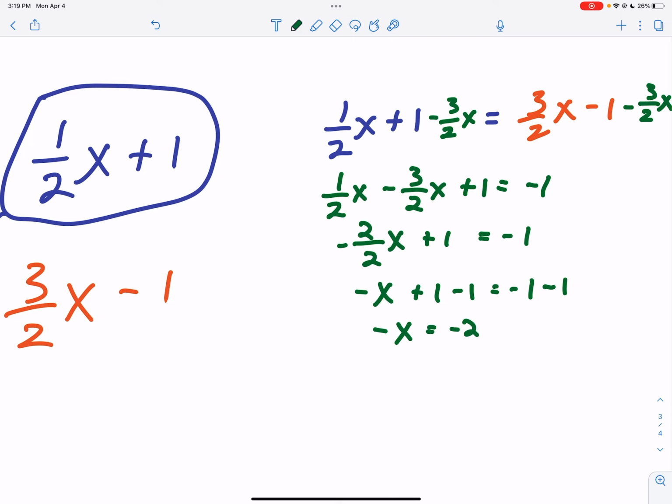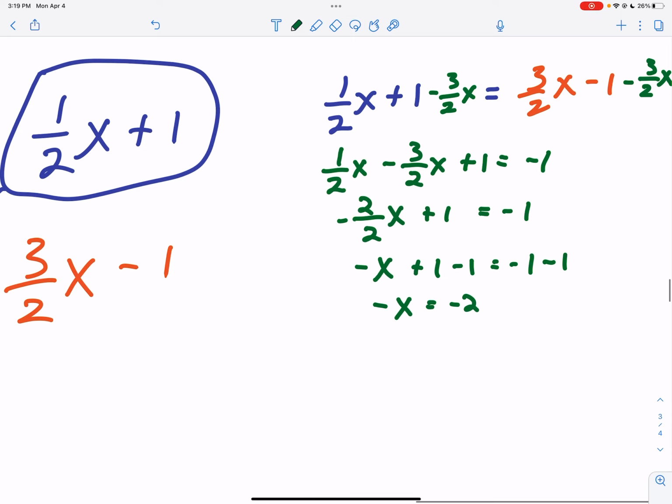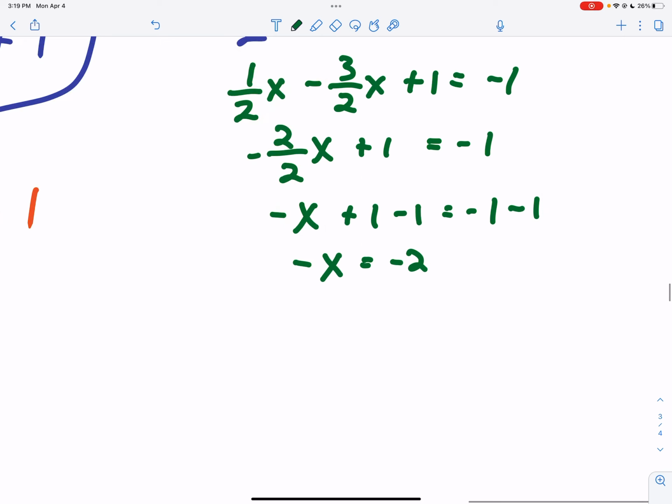And you might think to yourself, oh, I'm done. I just have x by itself. No, you don't. You have a negative on that. So if you want to get rid of a negative 1, there's an invisible 1 right there. If you want to get rid of a negative 1, you need to either multiply by negative 1 to cancel the negatives, or you need to divide both sides by negative 1.